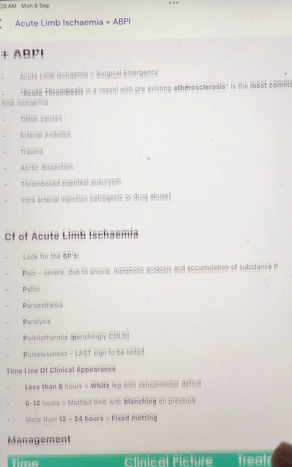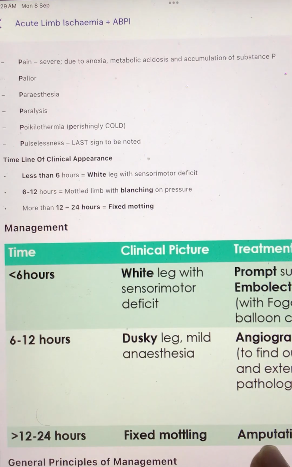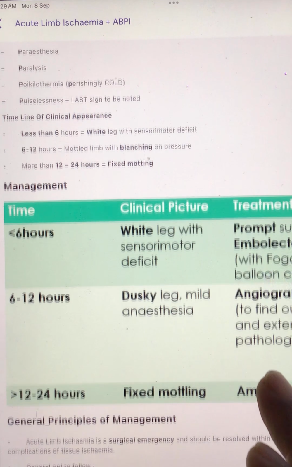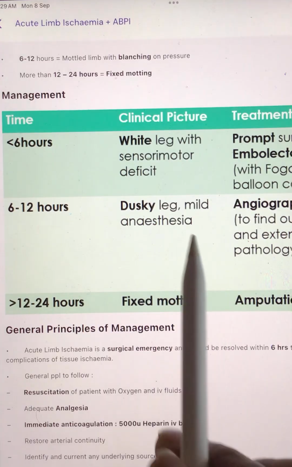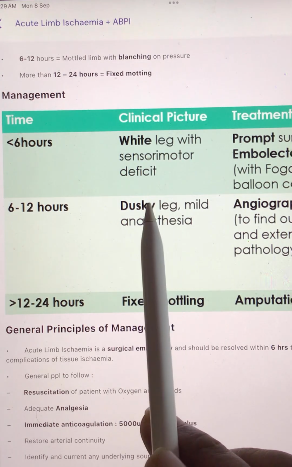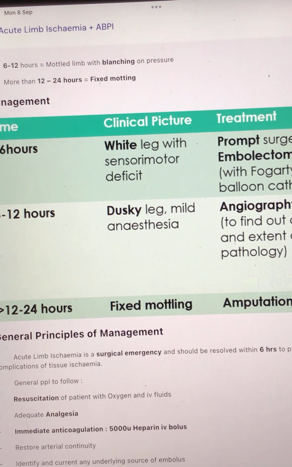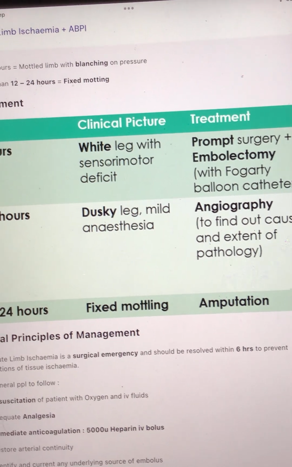Clinical features of acute limb ischemia: the person has got 6 P's: pain, pallor, paresthesia, paralysis, poikilothermia. Timeline for clinical appearance: in the first 6 hours initially there is a white leg, then at 6 to 12 hours a mottled appearance, and at more than 12 to 24 hours fixed mottling. So management is: 6 hours, white leg, sensory motor deficit is there initially, so prompt surgery and embolectomy has to be done using a Fogarty balloon or balloon catheter.